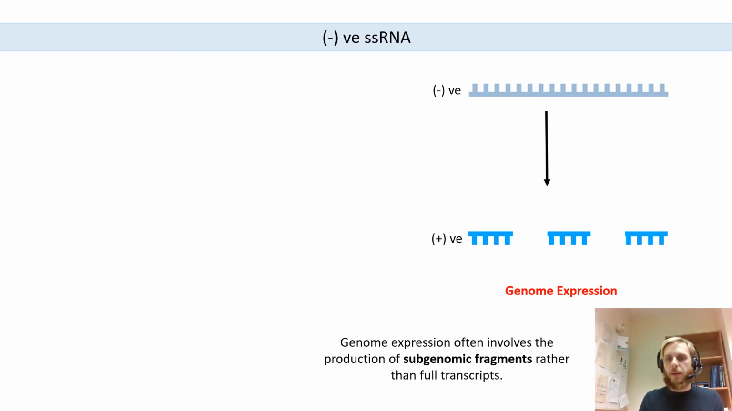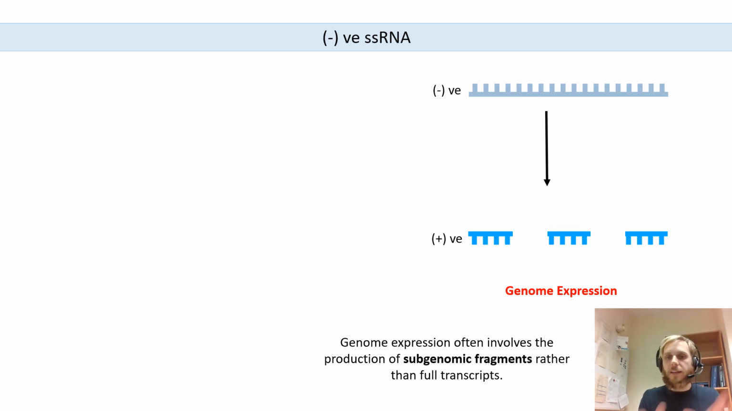The only additional information I want to provide is to say that, again, as with many of the positive sense single-stranded RNA viruses, these negative sense single-stranded RNA viruses will express their genome through genomic fragments. So it's not actually full-length positive sense transcript being produced from the negative sense genomes of these viruses, but subgenomic fragments being produced, and these subgenomic fragments are then translated into proteins.